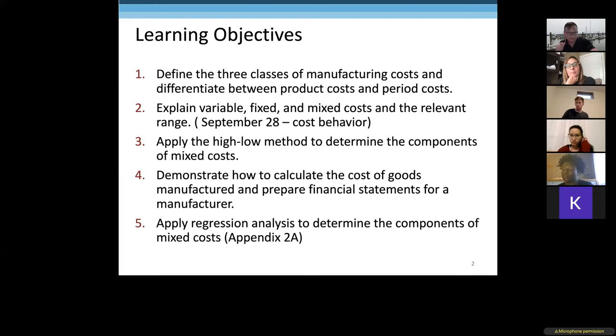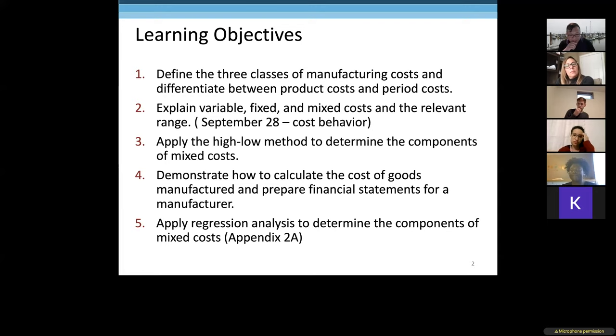And the fourth point, demonstrate how to calculate the cost of goods manufactured and prepare financial statements for manufacturers. You have learned 2100, and you have seen what the basic financial statements look like. For manufacturing companies, we want to know how to calculate the cost of goods manufactured. In 2100, you learned how to calculate cost of goods sold. And here is a new concept, cost of goods manufactured.